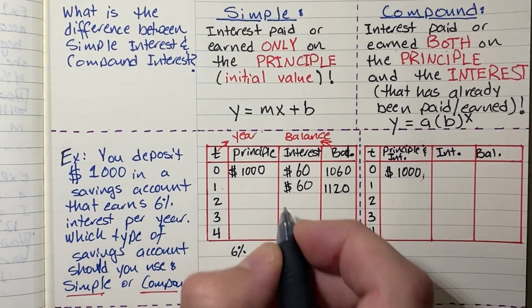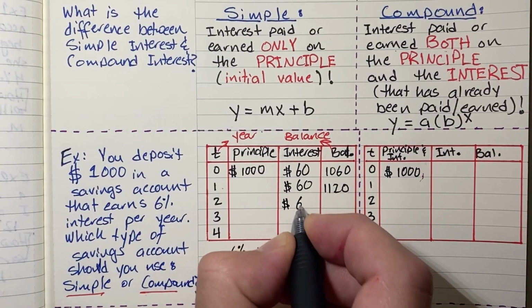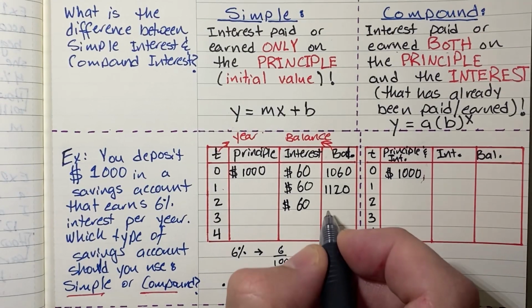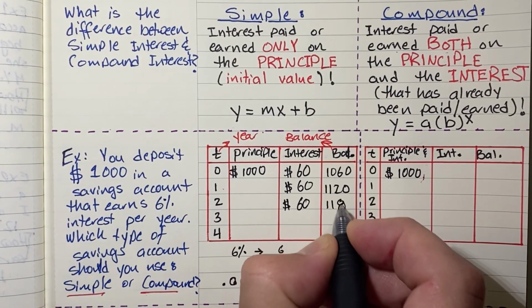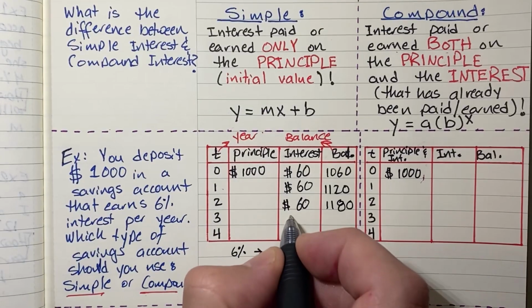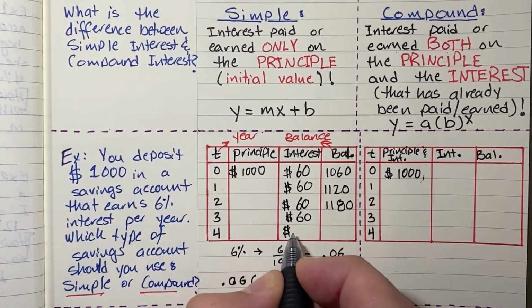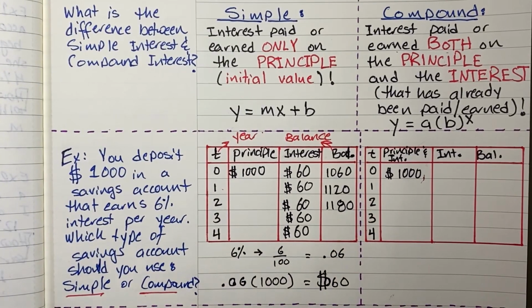Okay, so we add another 60 to our balance from the previous year. So 60 plus 1,120 is going to be 1,180. So you guys kind of get the idea. Each year we're going to add a simple interest of $60. Okay, so it adds the same thing each year.